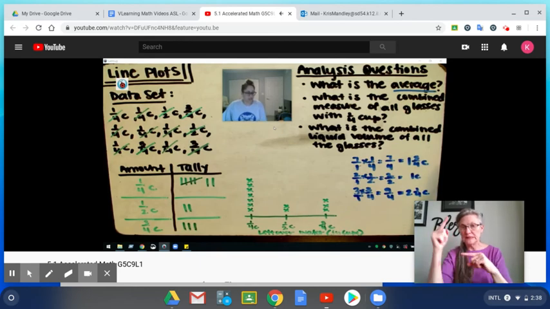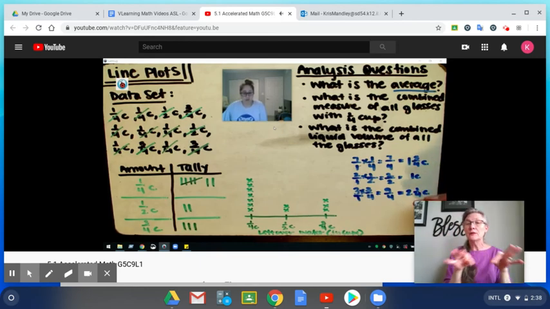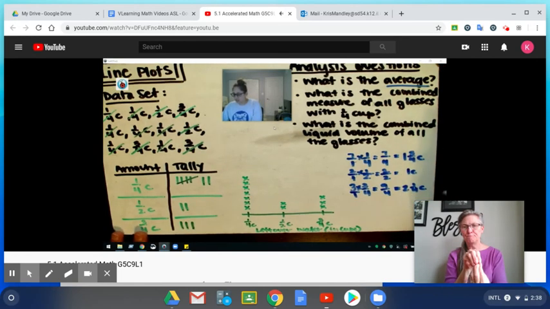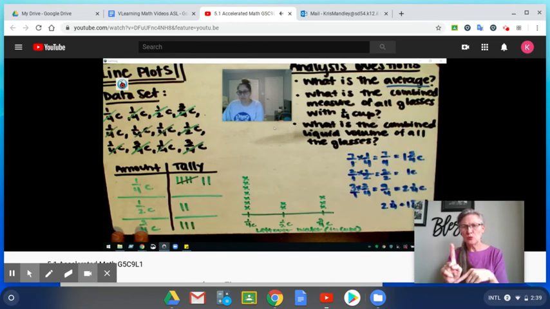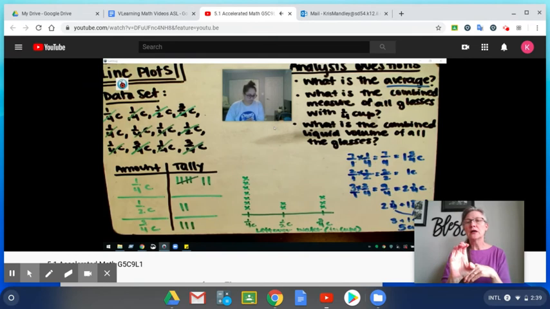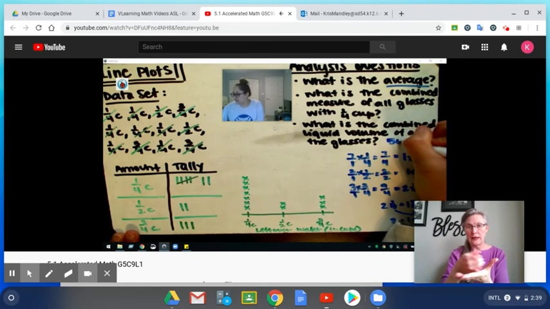So now I've got all of these values, but I still don't have a total number of cups. So now I need to add these all together. So if I do that, I have 2 and 1/4 plus 1 3/4 plus 1. And you might notice, 1/4 and 3/4, that's a whole, right? So then if I add my whole numbers, that's 3. So 3 plus 1 plus 1. So that's a total of 5 cups, right? So our total number of liquid in all of these glasses is 5 cups.